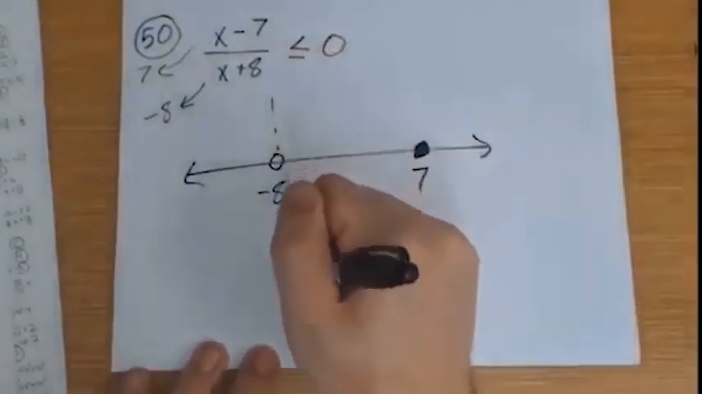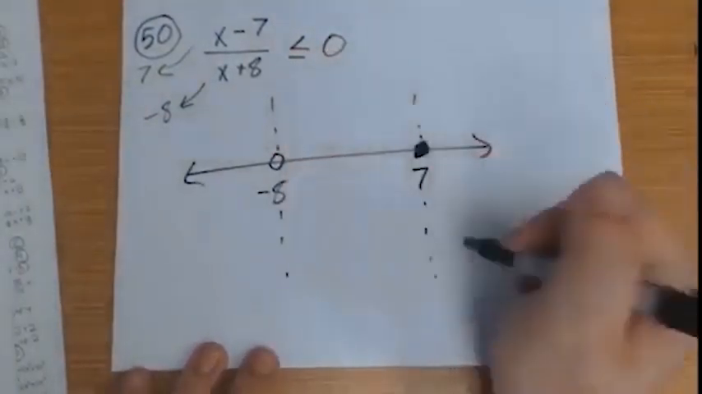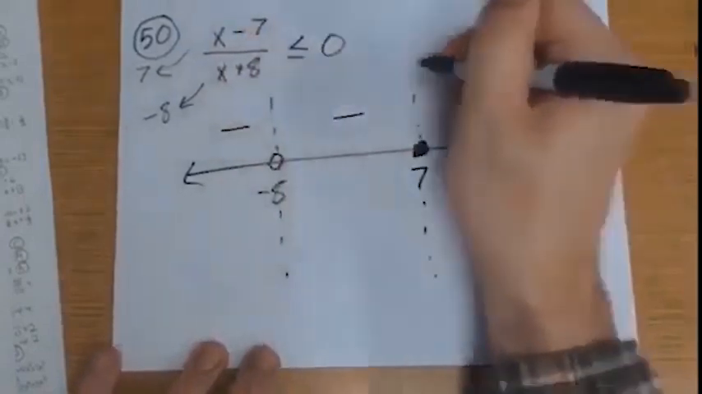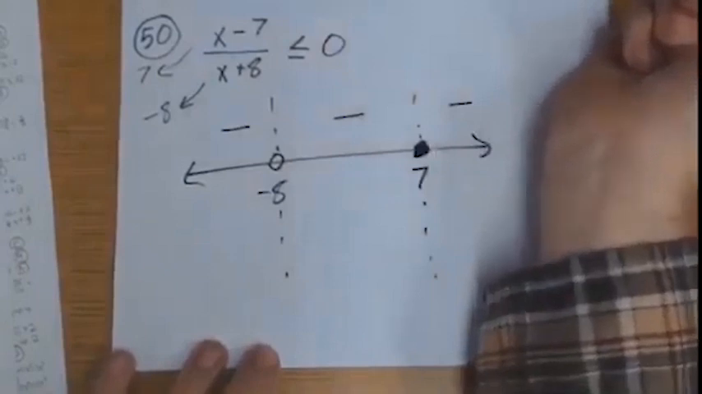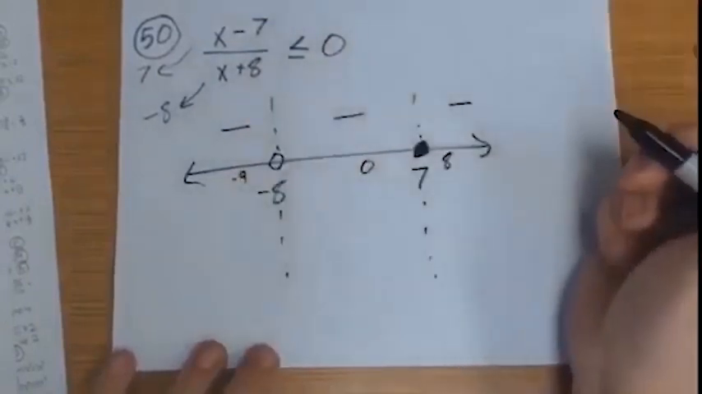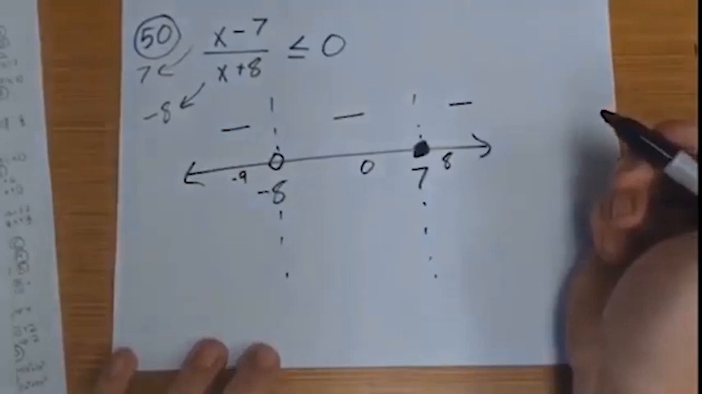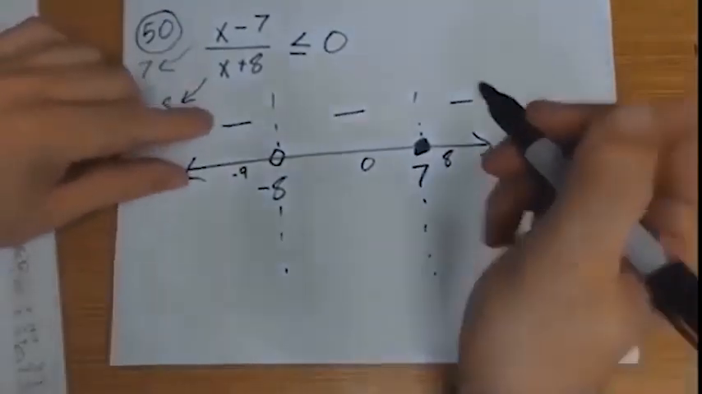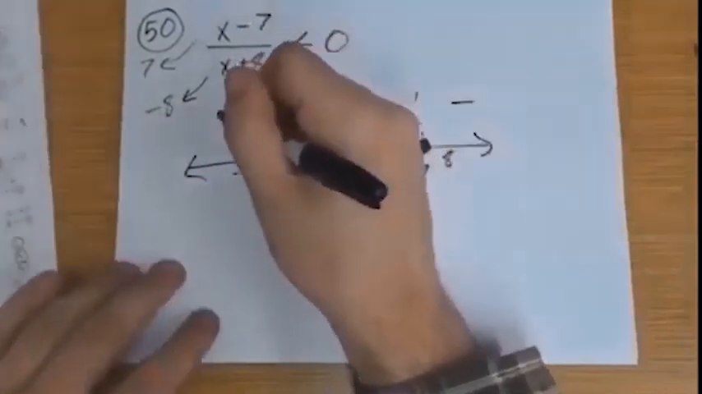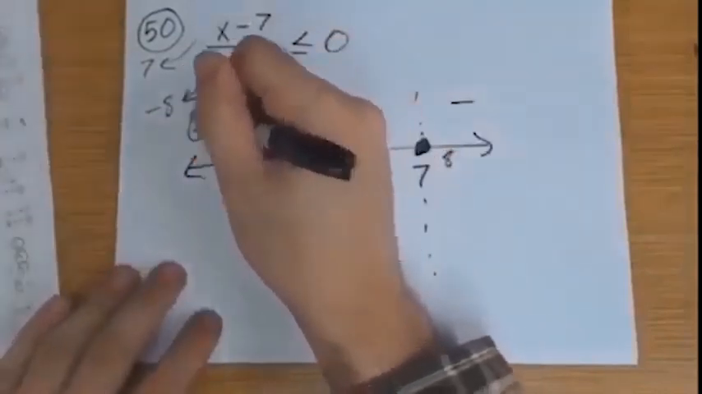So we have 3 regions. And this is set up as a fraction, x minus 7 over x plus 8. Let's pick some test values, negative 9, 0, and 8. And plug it in. Negative 9 minus 7 is negative. Negative 9 plus 8 is negative. Negative over negative is positive.